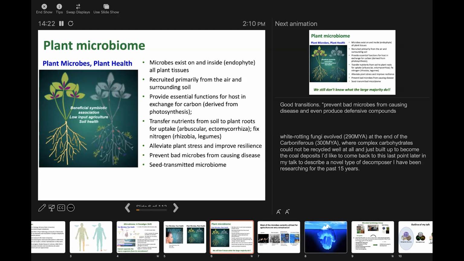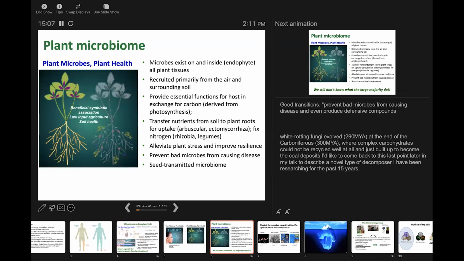But again, these provide essential functions, at least the ones that are endophytes, and I'll show you why. They provide functions for the host in exchange for carbon that the plant makes from photosynthesis. So the plant's fixing the carbohydrates, turning light energy into chemical energy, and it's exuding it from its roots to pay microbes to find nutrients for it. So that's the symbiosis. Carbon for nitrogen, carbon for phosphorus, carbon for potassium, for micro, macronutrients. Why? Because microbes are really good at getting them. So we get transfer of nutrients from soil to plant roots for uptake.